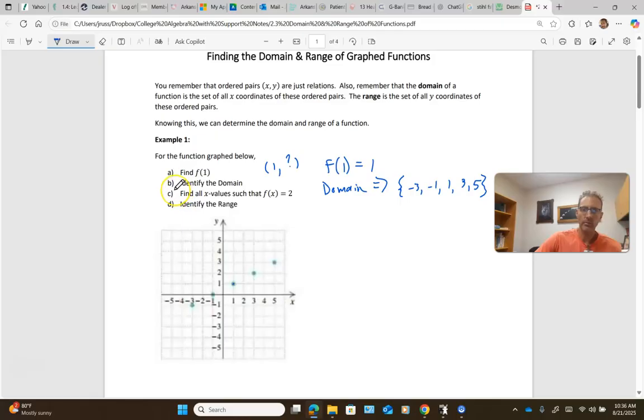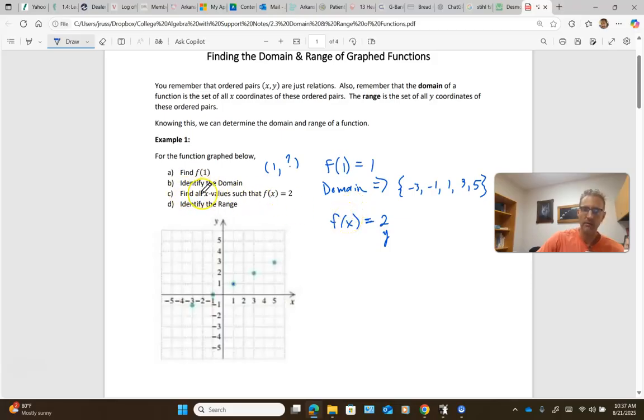Now what we want to do in part C, it says find all x values such that f of x is equal to 2. So here we're kind of going in reverse from what we did in part A. They're telling us that the value of the function is 2. Well, the value of the function is the same as the y-coordinate. So in other words, we're trying to find a point such that its y-coordinate is 2, and then figure out what the value of x is.